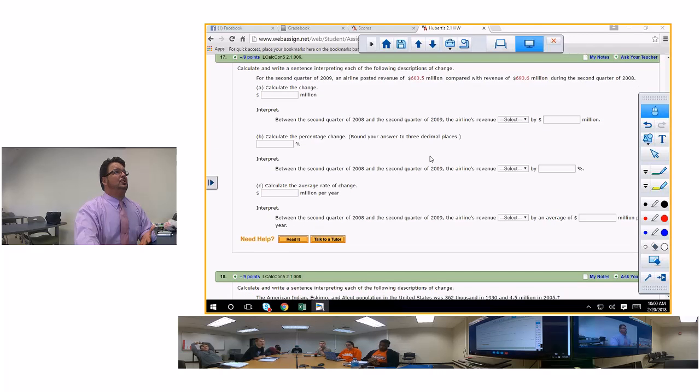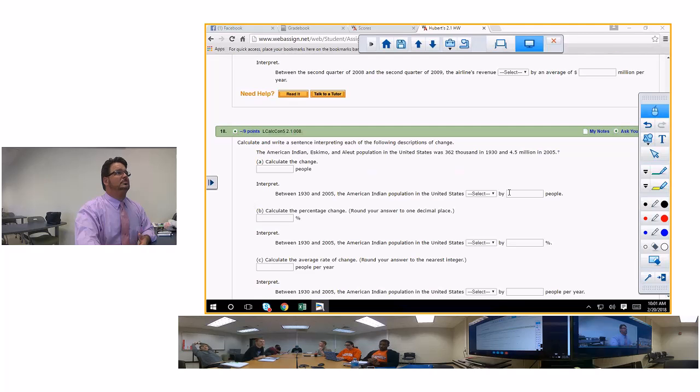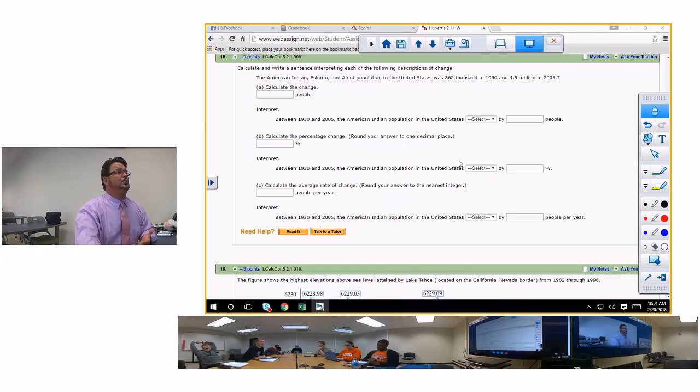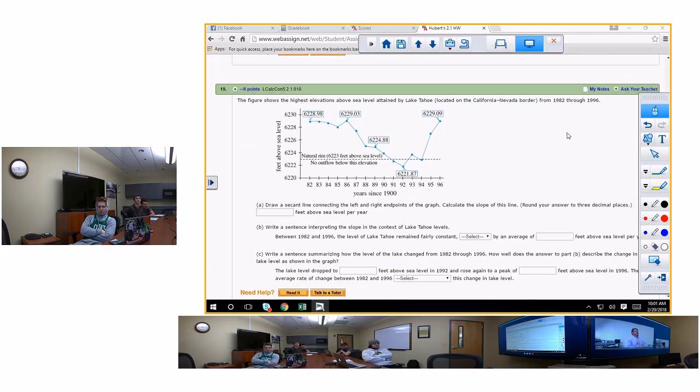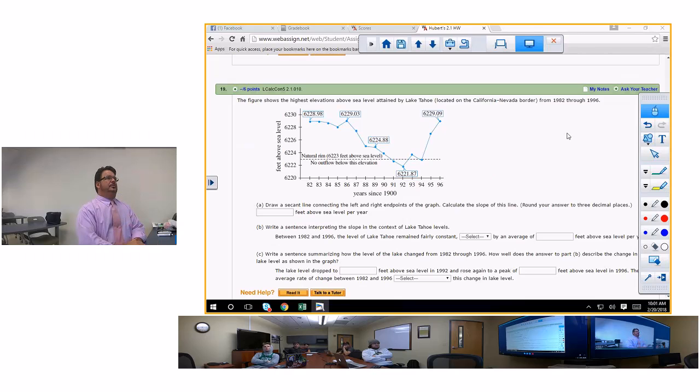Calculate, that's just interpreting. That's pretty simple. They even give you parts. Here's one that you might see on a test. So I'll let you look at it. You can draw somewhat of a picture of it if you want to.